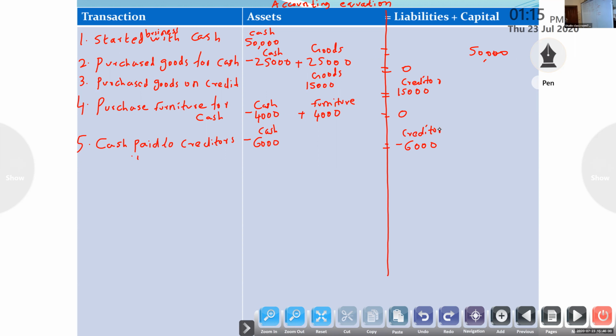Suppose cash received from debtor means cash plus, debtor minus. But here cash paid to creditor means cash minus, and liability also will decrease. We already purchased goods on credit, so our liability will decrease. Now it is 0.